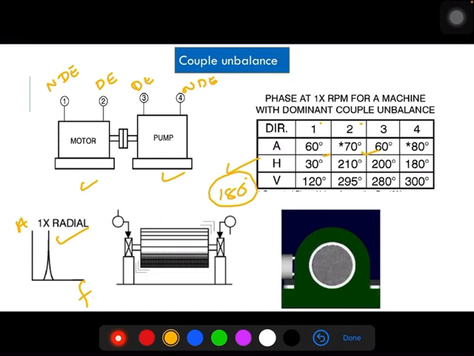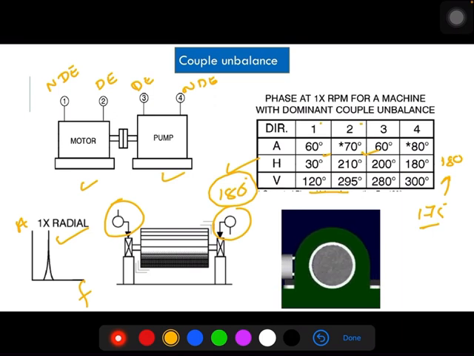And again, the horizontal phase difference and vertical phase difference, they are almost equal. In this case here it is 180 degrees, and in this case 295 minus 120, sorry, this is 175 degrees, means almost near to 180 degrees. So in this case, couple unbalance, you are getting a horizontal phase difference and vertical phase difference of 180 degrees. This is the diagram you can see here.